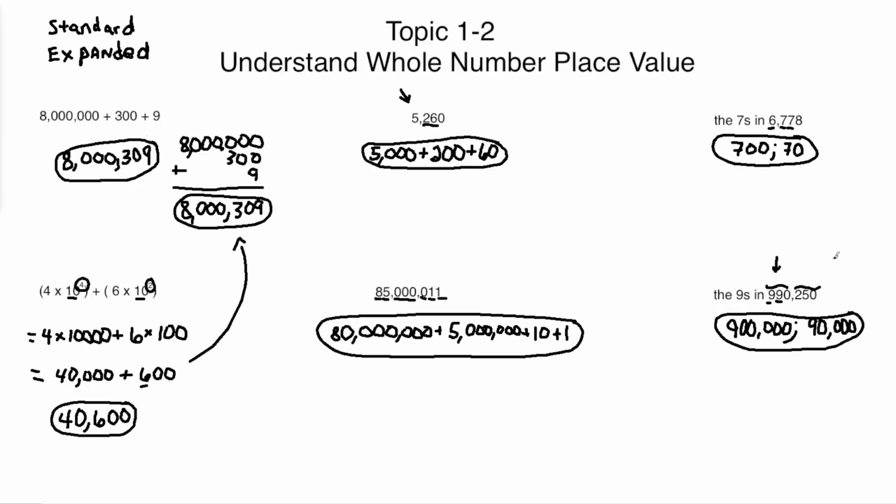Okay, so that basically is it. This is all you have to do with topic 1-2, just understanding whole number place values. Remember, they're grouped in threes. They each have the same place values of ones, tens, hundreds, and each group of three has a name: the hundreds, the thousands, the millions, the billions, the trillions.